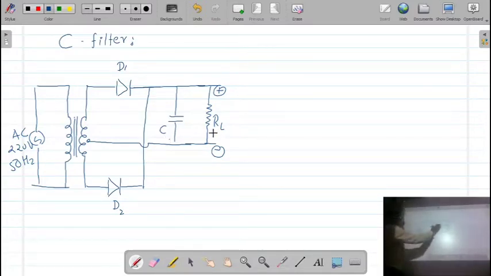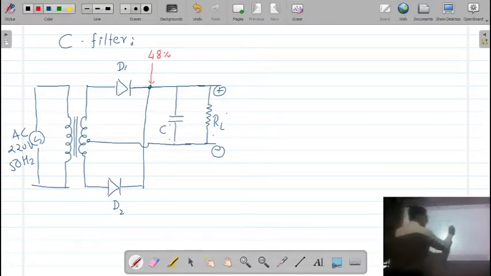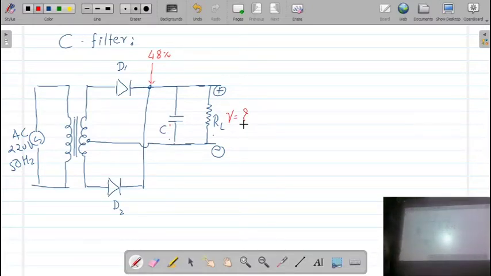Remember, if this capacitor is not there, it is simply a full wave rectifier. Now, when you connect a capacitor in parallel to this RL, the circuit is known as a full wave rectifier with capacitor. Now we will see the function of the capacitor. At this point, this is the output of the full wave rectifier, where you know that the ripple factor is 48%. Now, after introducing a capacitor, we want to calculate the ripple factor across the load resistance RL.